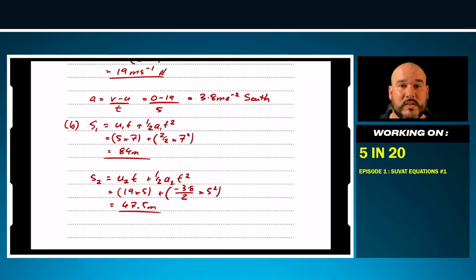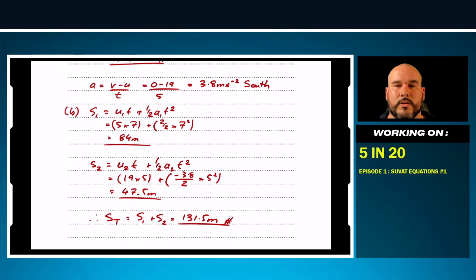So we sum up the displacements during the two different legs. That is going to be our total distance covered. Therefore, we end up with a total distance covered of 131.5 meters.